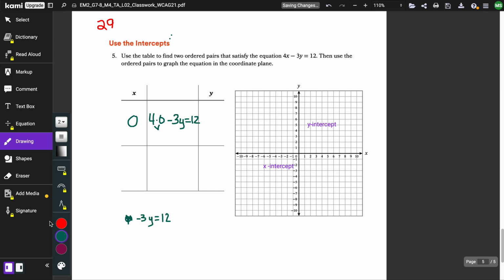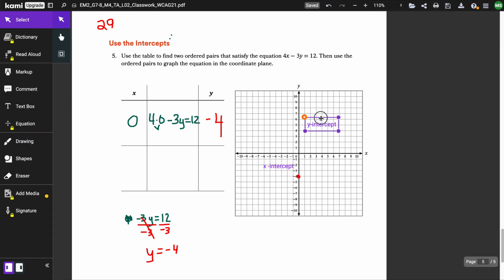So I need to now get my y alone. I'm going to divide both sides by -3. That leaves me with y on this side. I'm going to divide 12 by -3, and that is -4. So when x is 0, y is -4. So that means I'm going to go over 0, down 4. And that is actually my y-intercept.